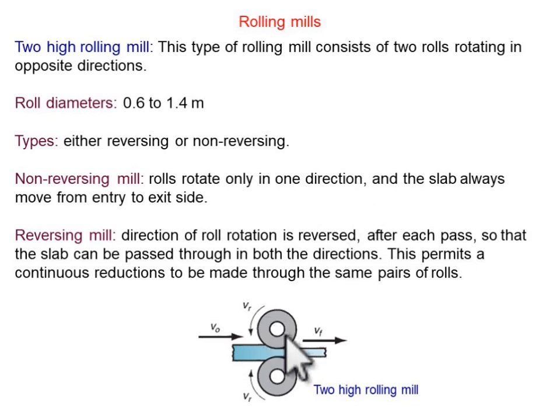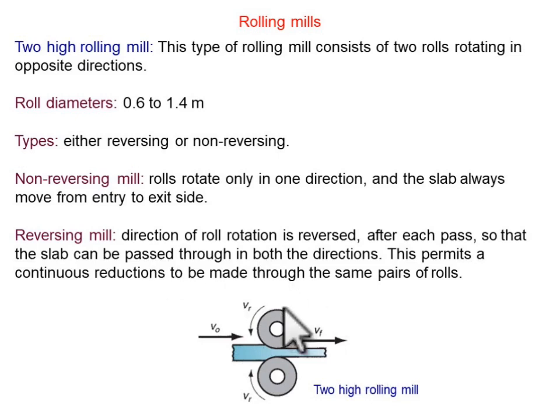So if we take the example of this diagram, if it is a non-reversing mill, the direction of roll 1 will be the same throughout the process, and the direction of roll 2 will also be the same throughout the process. It means the material will come in from this direction and will come out from this direction.